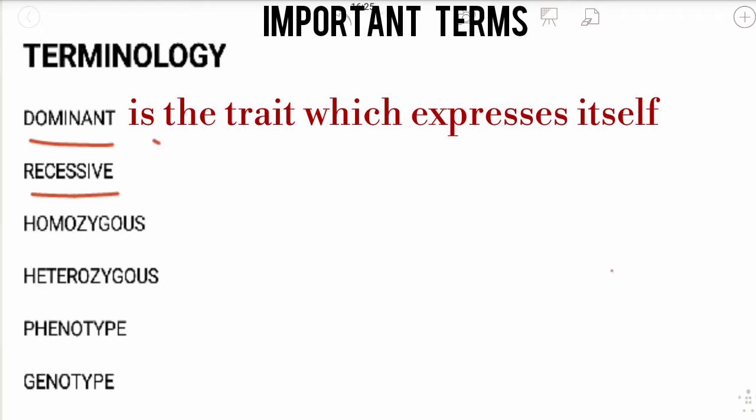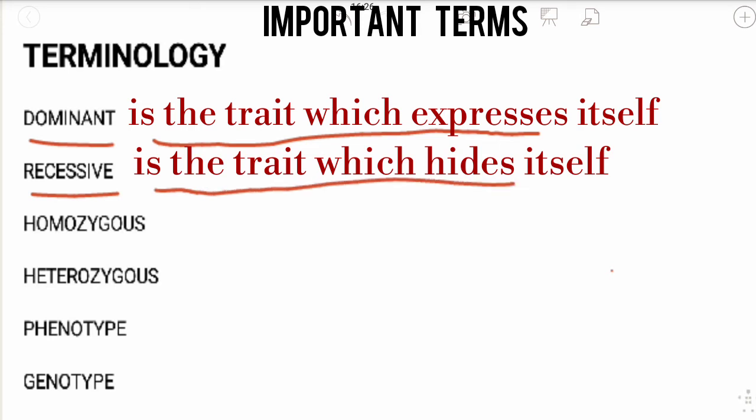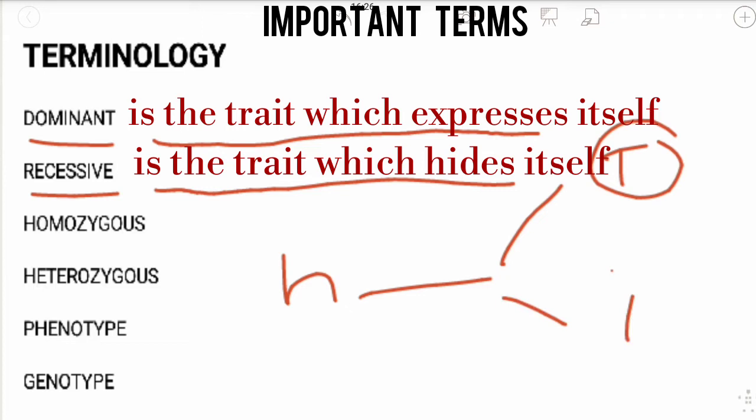Dominant is the trait which expresses itself. Recessive is the trait which hides itself. Let us understand what they do mean. Okay. Height has two traits. It can be tall, or else it can be short or dwarf, right? Tall or dwarf.